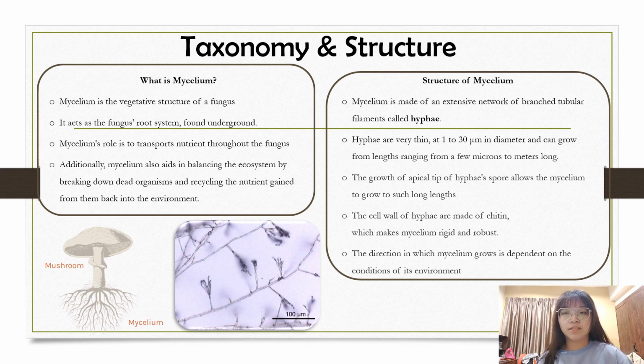Mycelium is a porous structure consisting of an extensive network of branched tubular filaments called hyphae. These hyphae are incredibly thin at 1 to 30 micrometers in diameter and are able to grow from lengths ranging from a few microns to meters long, depending on their growth conditions. Mycelium is able to grow to such lengths due to the expansion of the apical tip of the hyphae spore. Hyphae will also initiate random branching to form tree-like colonies that will join with other colonies by hyphal fusion to form the network. At the same time, the walls of the hyphae are made of chitin, which makes the mycelium rigid and robust. The direction in which the hyphae expands is due to the nutritional and environmental conditions of the soil.